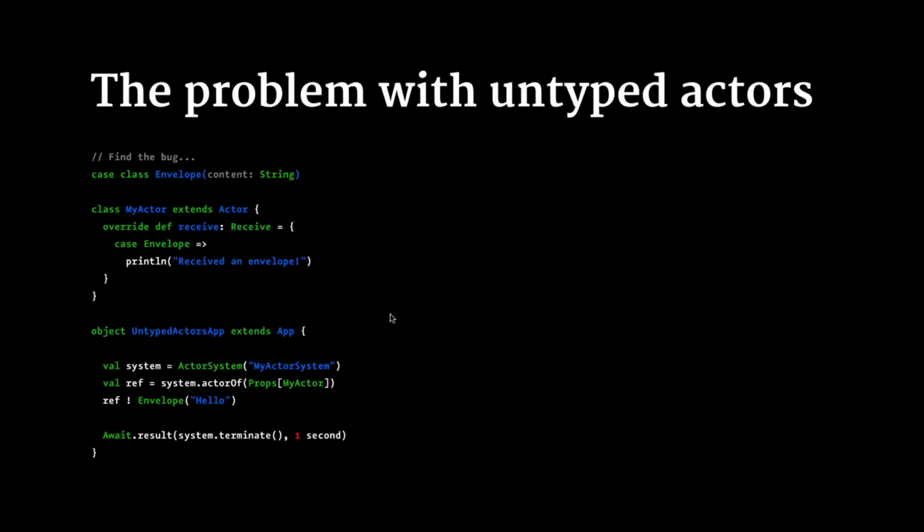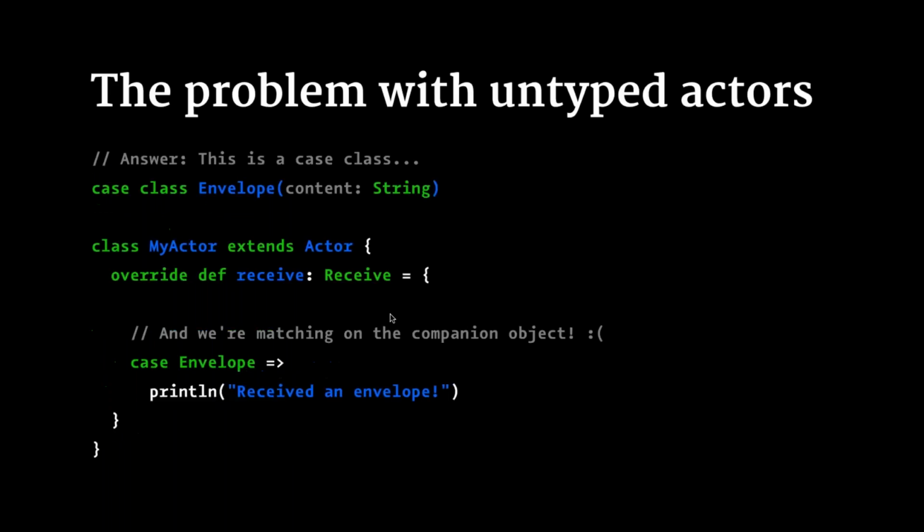Okay, so let's see how many of you got it right. The definition of our application is perfectly fine. We define an actor system, create an actor, and then send a message to it. We're sending an envelope with some string inside that says hello. That part is perfectly fine. The issue is the message we're sending is an instance of a case class, and we're pattern matching on the companion object of the case class as opposed to instances of that class.